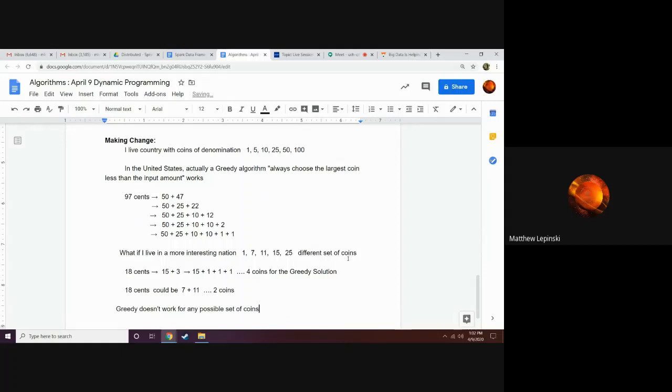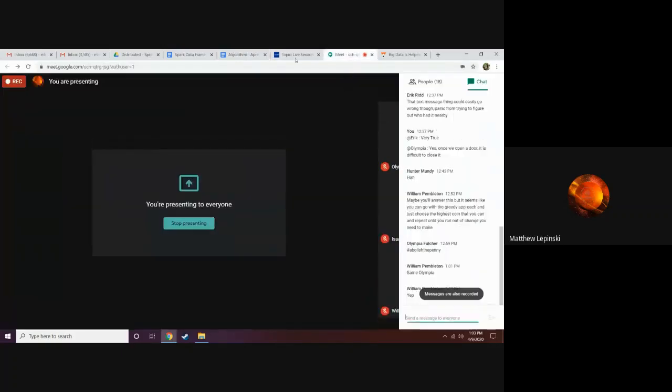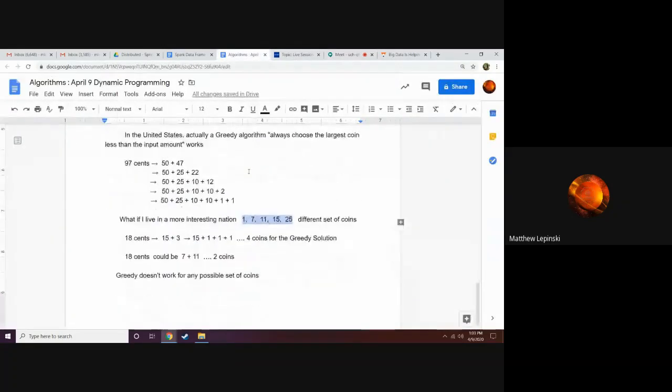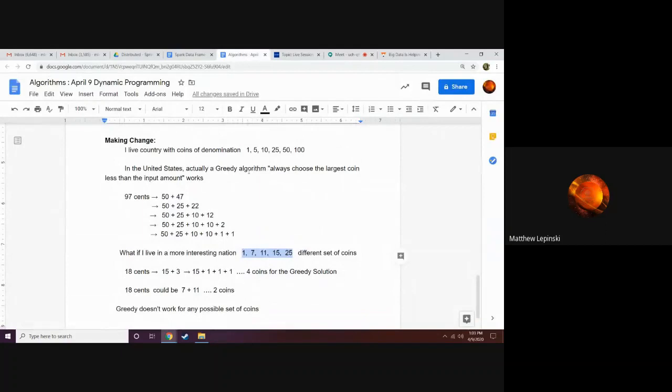For some sets of coins, like boring coins like we have in the United States, you can just use the greedy algorithm and always grab the biggest coin available. But for the problem in general, where you have many potentially different types of coins, we need a more powerful algorithm. Does that answer your question, William? Yep, okay. So it's just a weird idiosyncrasy of the United States that the greedy algorithm works.